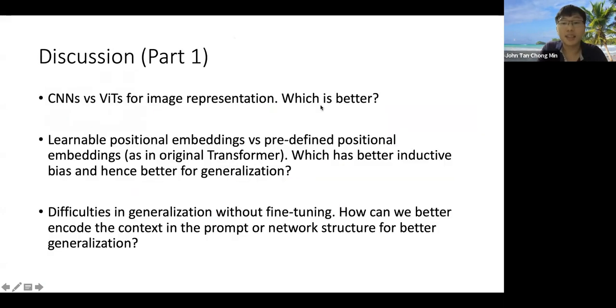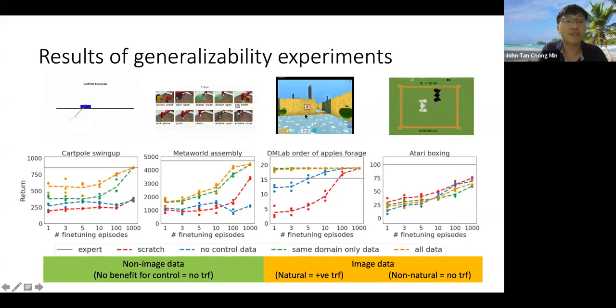Then there's DM Lab, where they have this 3D environment. Like if you've played Counter-Strike or modern 3D games, you control a player and you need to pick up some objects. And over here, you need to pick up apples. And lastly, we have Atari boxing, where we have these two stick figures and we try to box each other.